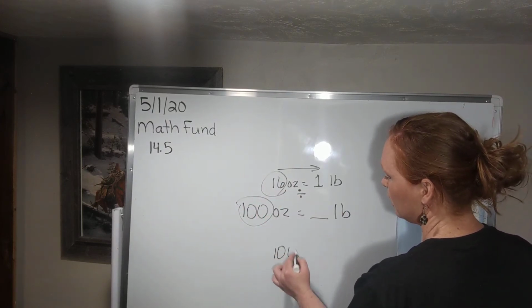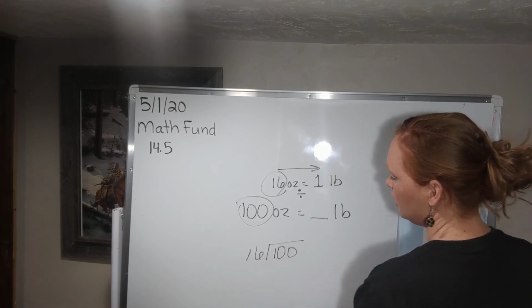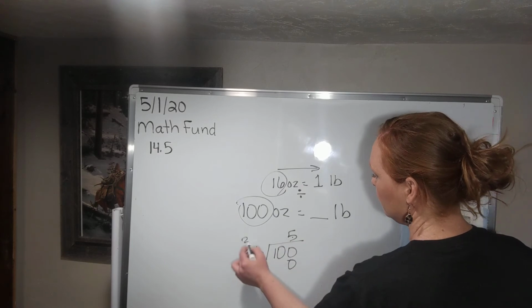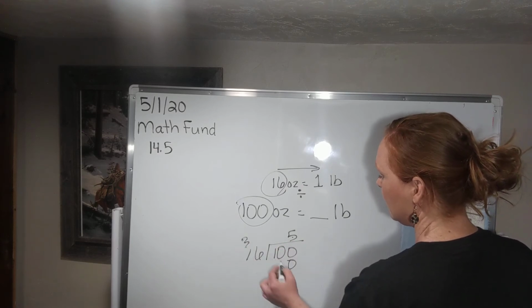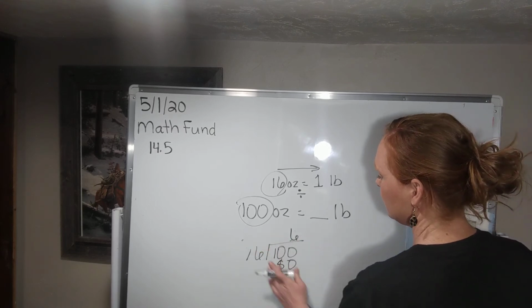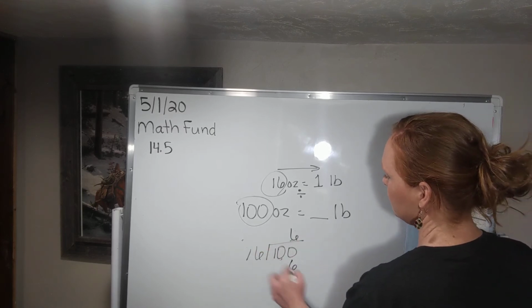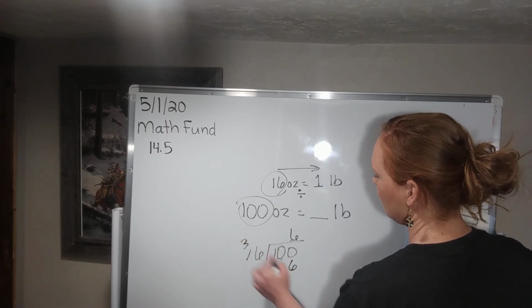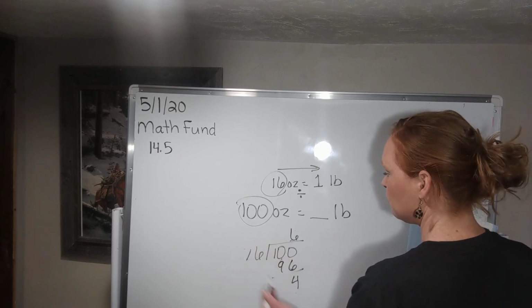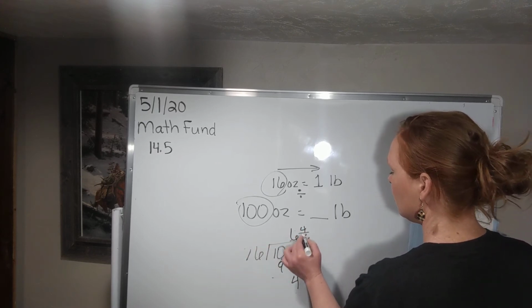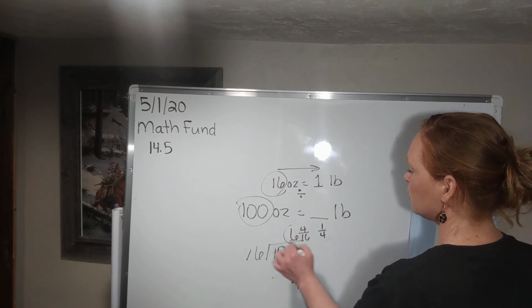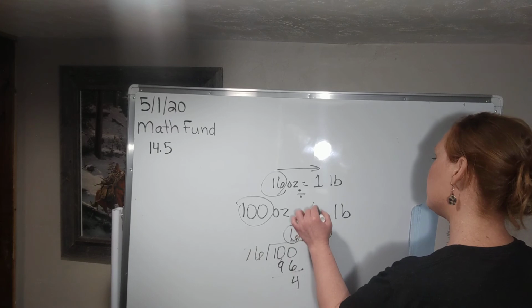100 divided by 16. Let's try 5 times. 5 times 6 is 30. 5, 6, 7, 8. We get 80, so it looks like it's going to go in there 6 times. Try that again. 6 times 6 is 36. 6, 7, 8, 9. With 4 left over, so my fraction becomes 4/16. 4 divided by 4 is 1. 16 divided by 4 is 4. So 6 1/4 of a pound.